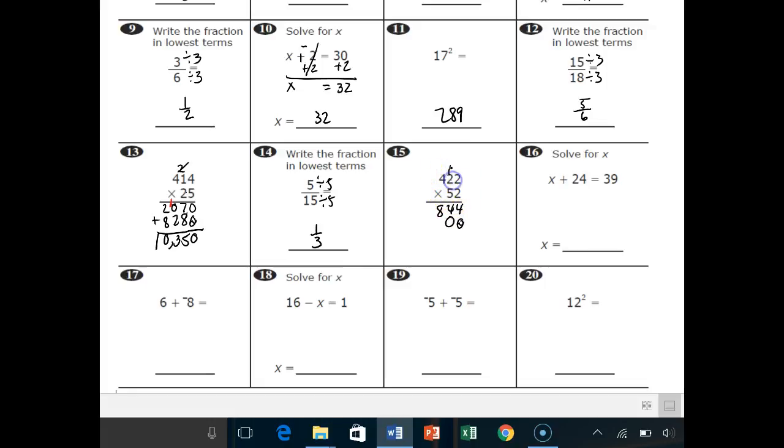5 times 2 is 10 again. Plus 1 is 11. So carry a 1 again. And then 5 times 4 is 20. Plus 1 is 21. So let's add that up. We have 4, 4, 9, 1, 2, 21,920.